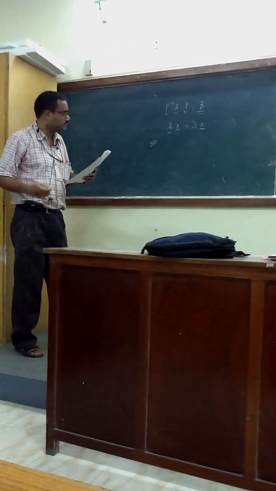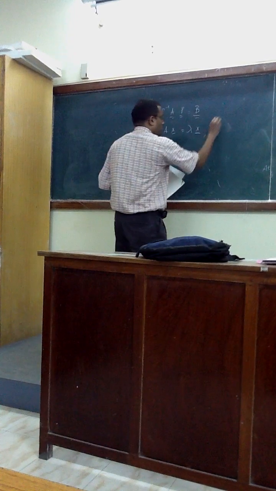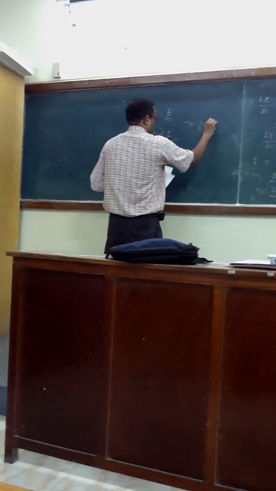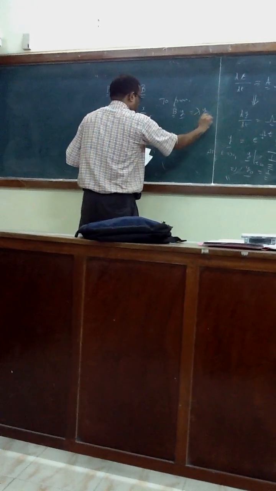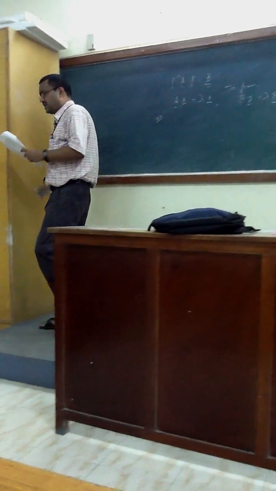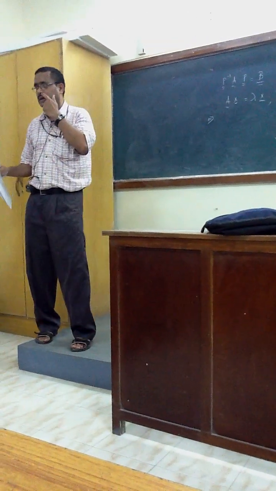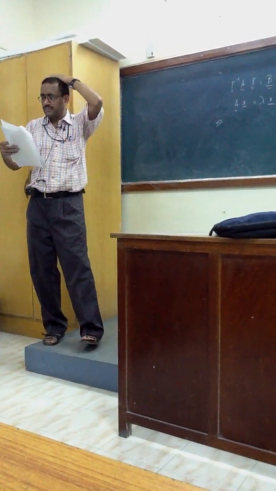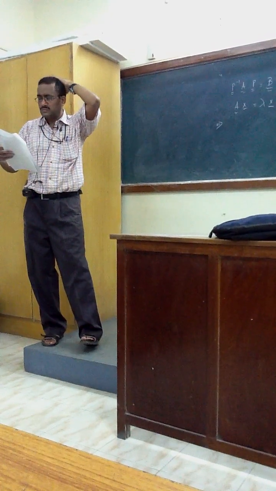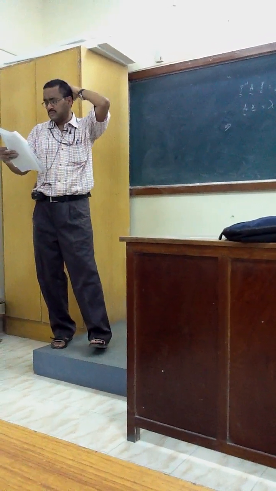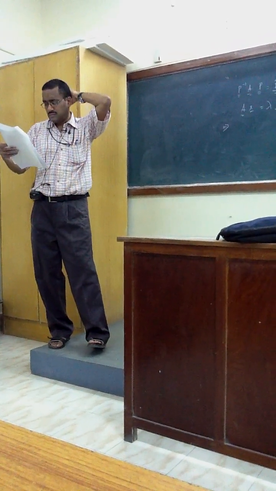How do we start? What do we have to prove? To prove that the B matrix has the same eigenvalue, different eigenvector. How do we prove it?